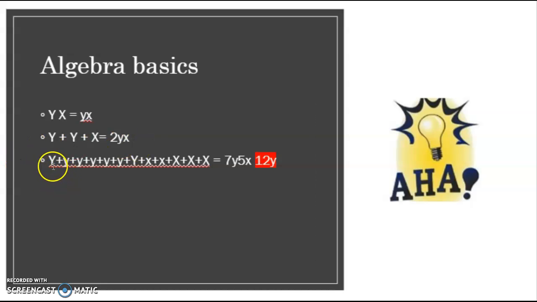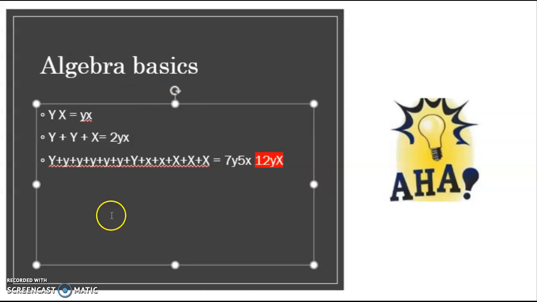So here we have 1, 2, 3, 4, 5, 6, 7 y's and 5 x's. So we don't add them together and get 12yx. That's wrong. It's 7y because there's 7 y's and 5 x's. So it would be written as 7yx. And that is correct. So that's the first thing you need to know.